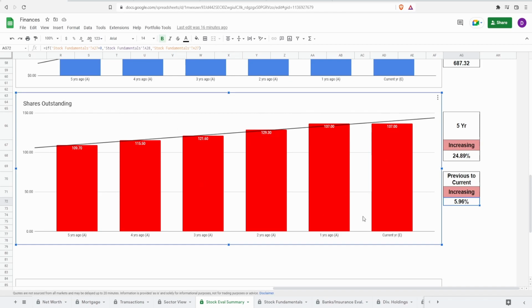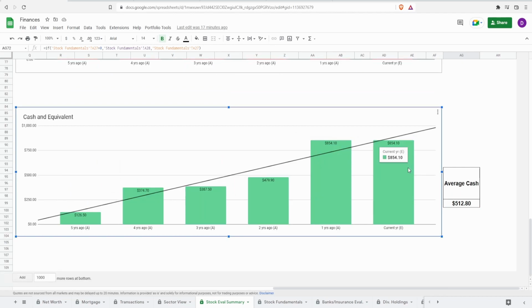This is not like, oh, our stock price is high, let's just issue a couple shares instead of taking on debt. No, this is straight up dilution. And lastly, looking at the cash and equivalents, they currently have $854.1 million in cash and equivalents with an average cash of $512.8 million. Now let's make some assumptions.